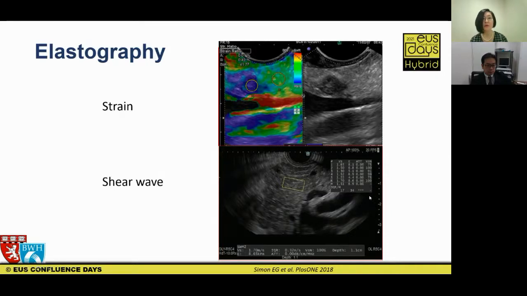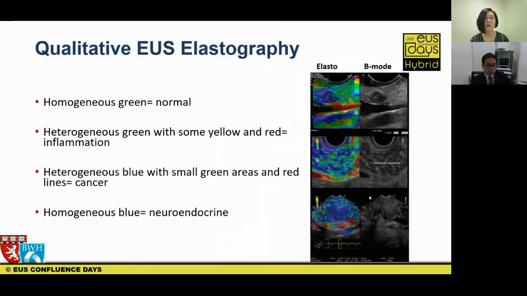Now, shear wave is a relatively new kid on the block, and there's very, very few studies looking at this. And in fact, there's a recent study that seemed to suggest strain was better than shear wave, but again, very early days for shear wave. And so most of the rest of my talk will be focused on strain elastography.